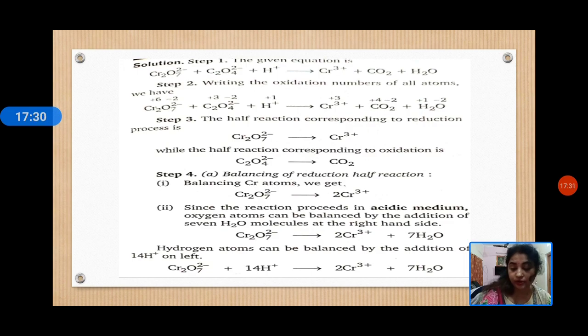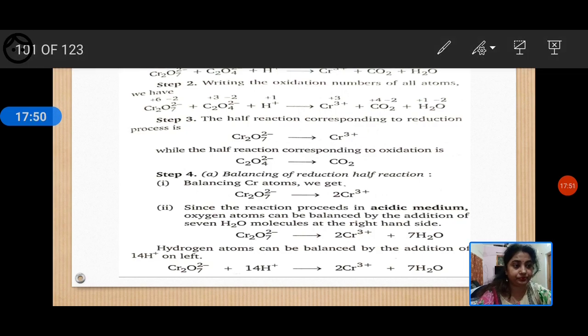Page number 538, the question is given, and on 539, the solution is given. So let's see this equation. Cr2O7 2 minus plus C2O4 2 minus plus hydrogen ion gives Cr3 plus, CO2 plus H2O. Okay, this is the first step, that we have written the given equation.